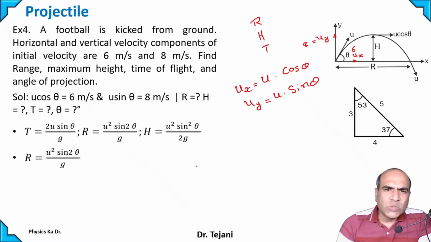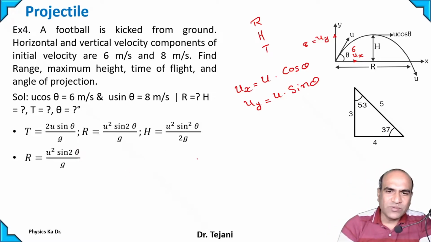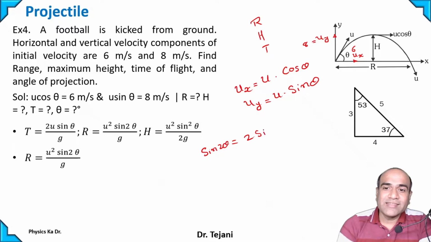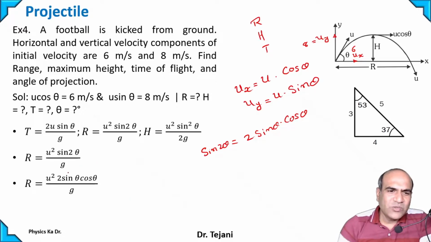First let's find the range R. u is not given here, so what can we do? What is sin 2 theta? We can write it as 2 sin theta cos theta. Mathematics is required here.